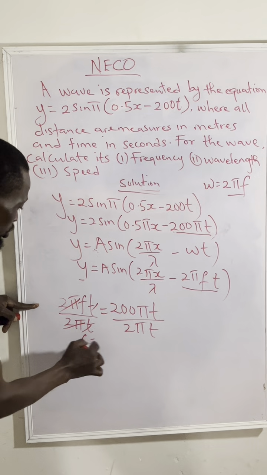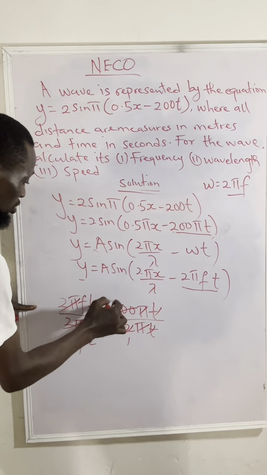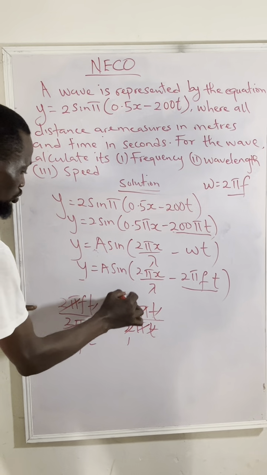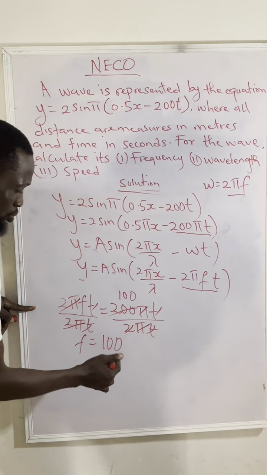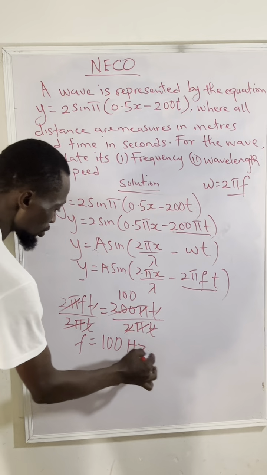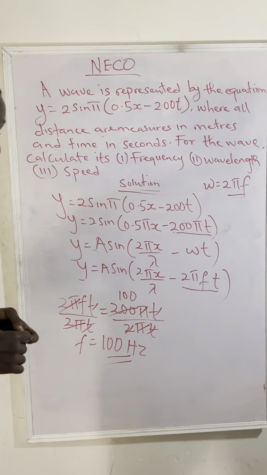So my frequency is going to be: π cancels π, t cancels t, and 2 in 200 divided by 2 is 100. The unit of frequency is hertz. So my frequency is 100 hertz.